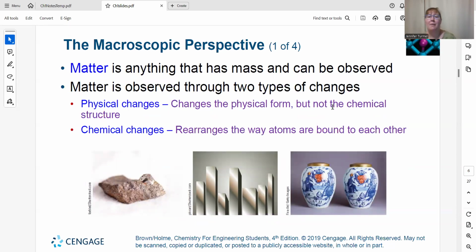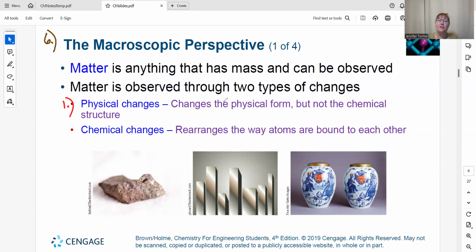Now let's take a look at the macroscopic perspective. This is slide 6, if you're following along. Matter is anything that has mass and can be observed. And we look at matter through two separate kinds of changes. First of all, we have physical changes here. This is our first kind of change.